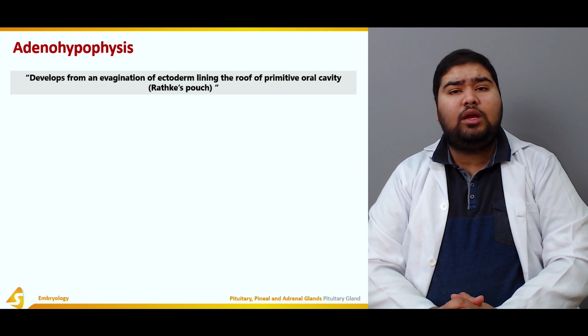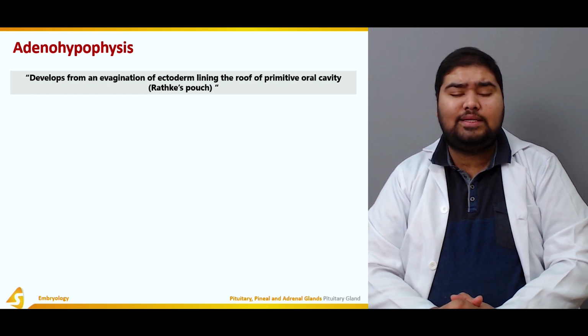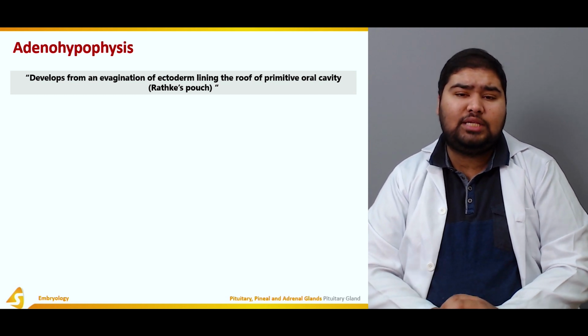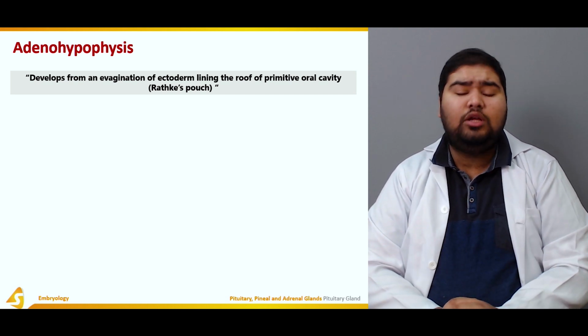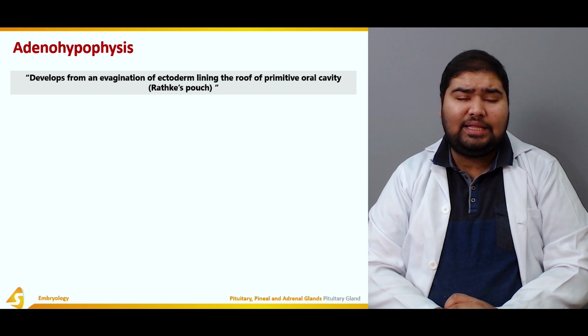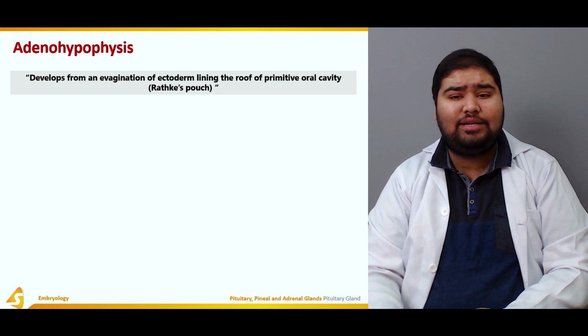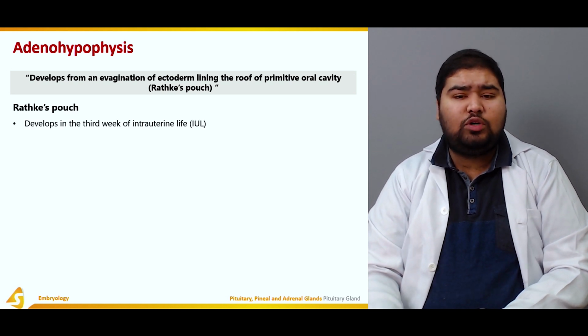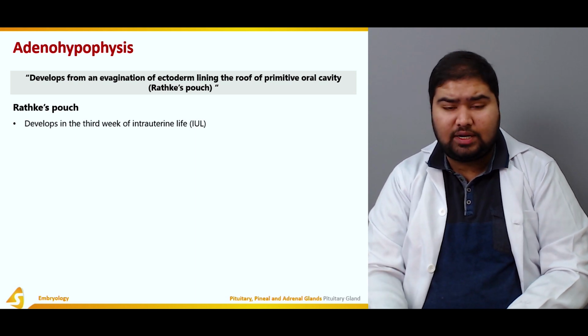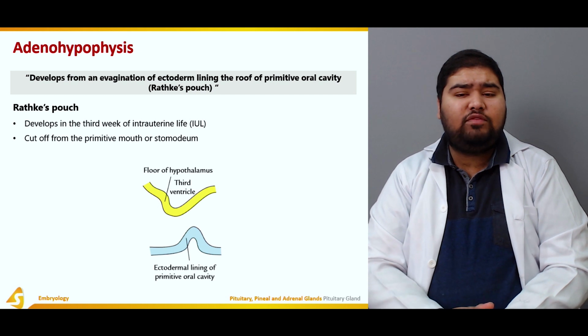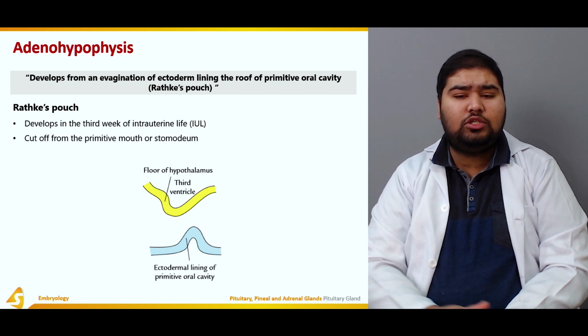So we're talking about the ectoderm which lines the stomodium. Now, the adenohypophysis actually develops from an evagination from this ectodermal lining. This evagination is known as the Rathke's pouch. So what is Rathke's pouch? It develops in the third week of intrauterine life. It is cut off from the primitive mouth or the stomodium.